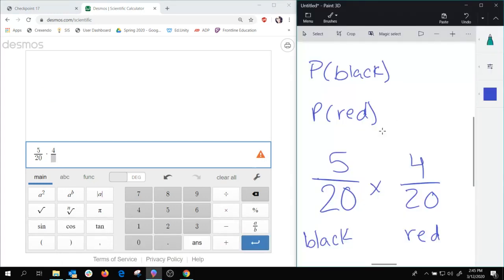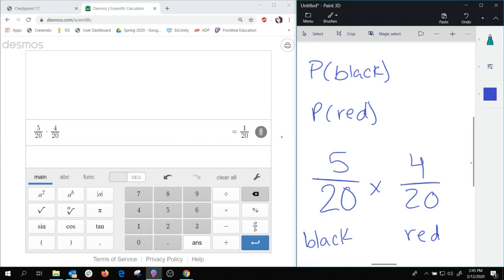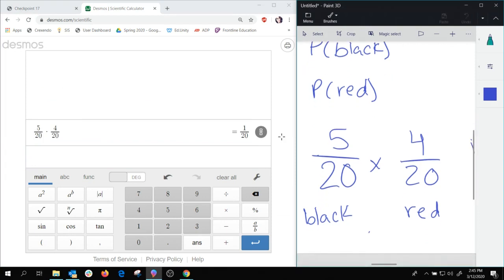We're fine. Okay. So 5 over 20 times 4 over 20. And then if I convert this to a fraction, it will tell me that the chance of me picking a black marble first and then a red marble second is 1 out of 20.